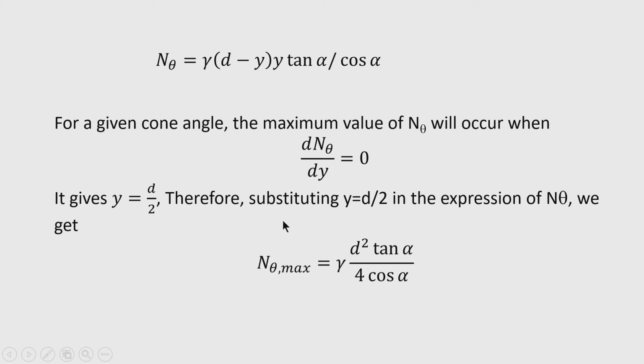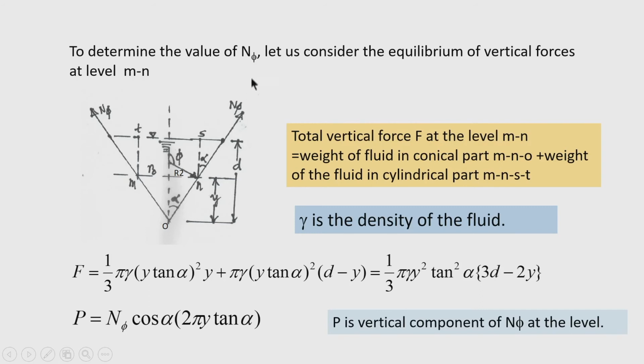So, one component of this membrane stress is obtained, that is n theta, and its maximum value is also obtained. Now, let us find the other component. The other component is n phi, which will now be obtained using the physical meaning of the integral expression. Now, at this level, the level is defined with a distance y from the apex.